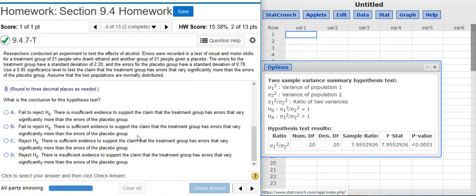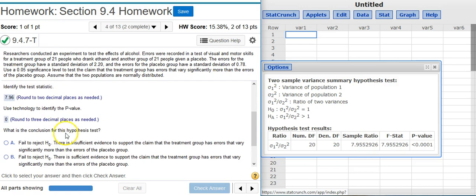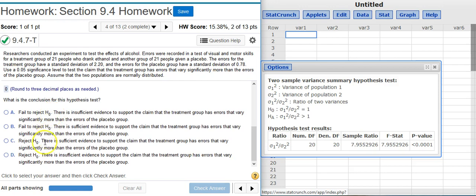And now the last part of the problem asks us to make a conclusion about the hypothesis test. Well, with a p-value of 0, we're going to be less than whatever significance level we're going to use for our test. Here we're having a 5% significance level, so 0 is definitely less than 5%, which means we're inside the region of rejection, and therefore we're going to reject the null hypothesis. Whenever you reject the null hypothesis, you always have sufficient evidence.